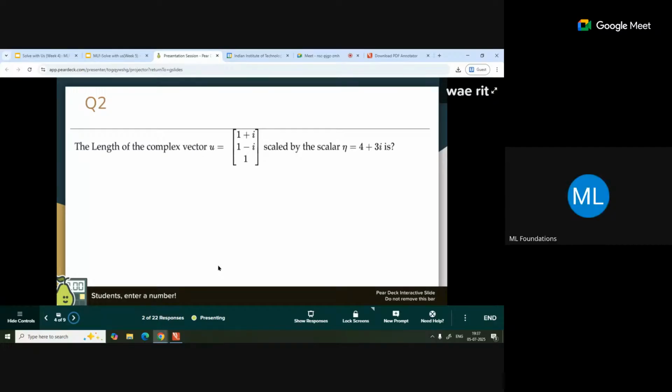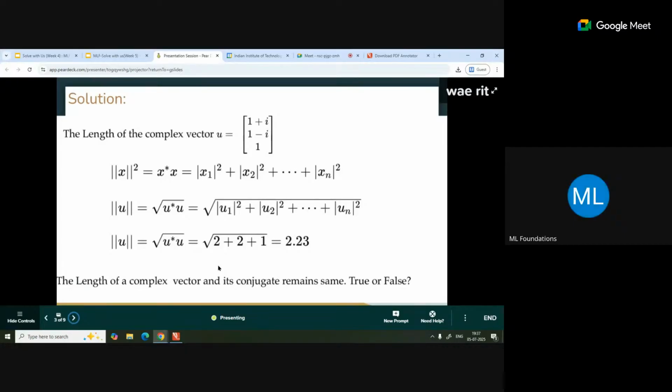Excuse me, sir. What is the answer for the first question, sir? Root of 5. But sir, in that solution, what you had is 2.23. That is the correct answer, no? It is root of 5 only, right? 2.23. See, the square root is 2 plus 2 plus 1. What is it? Root of 5, right?